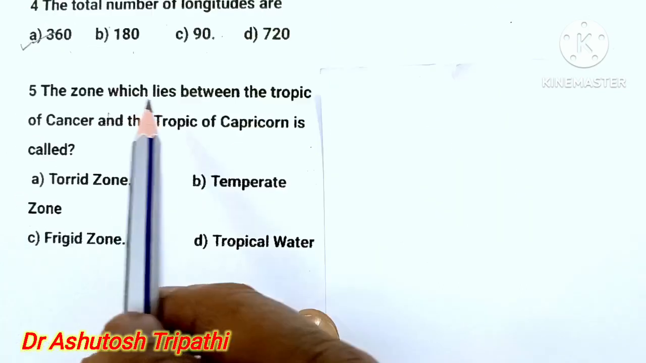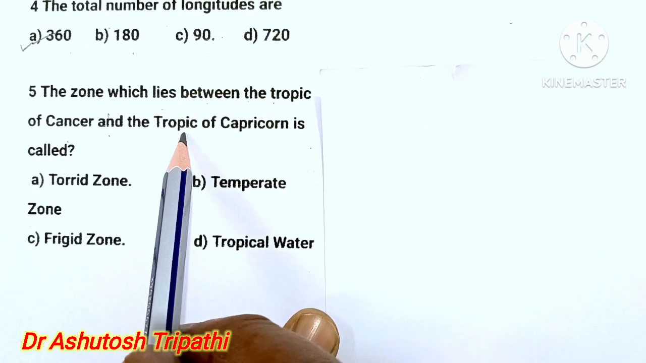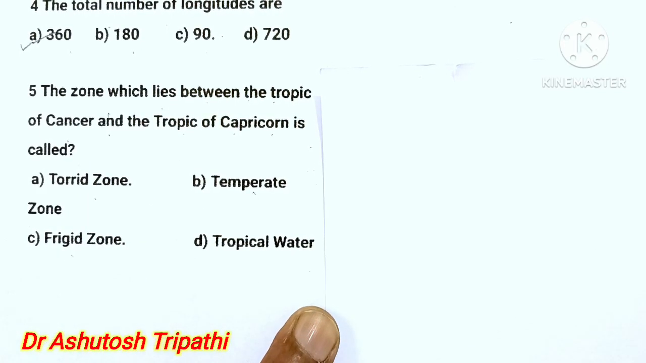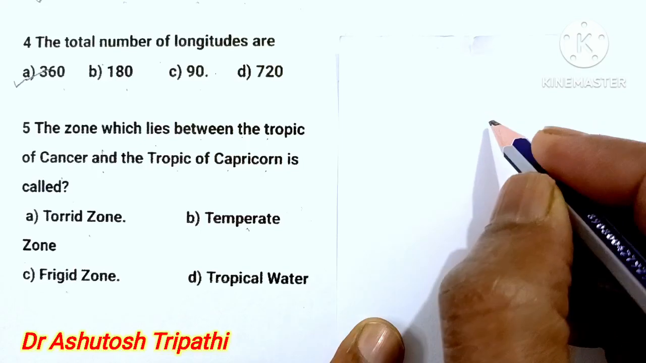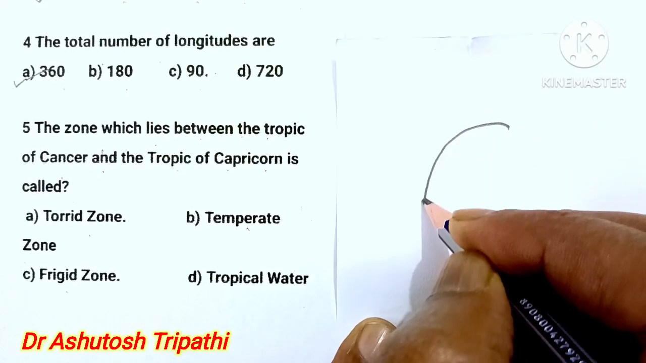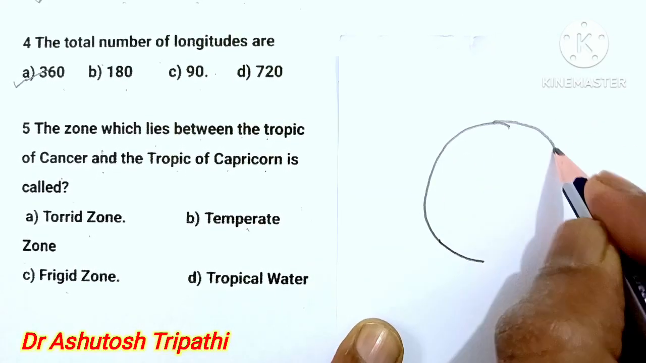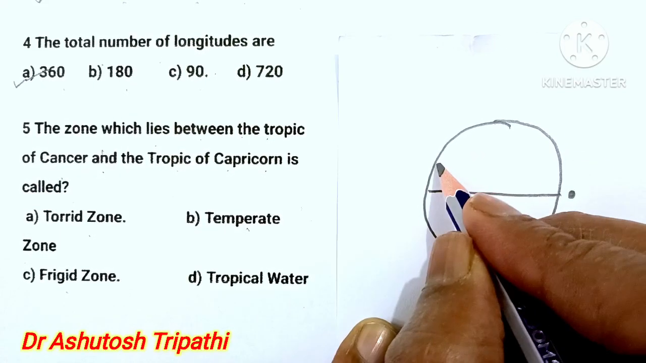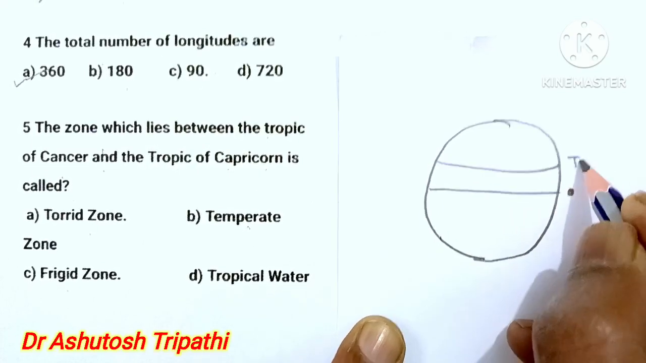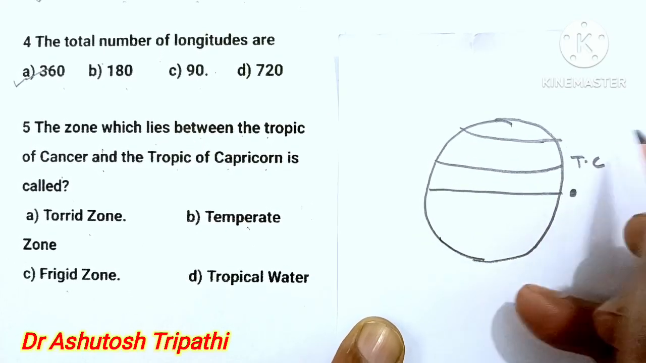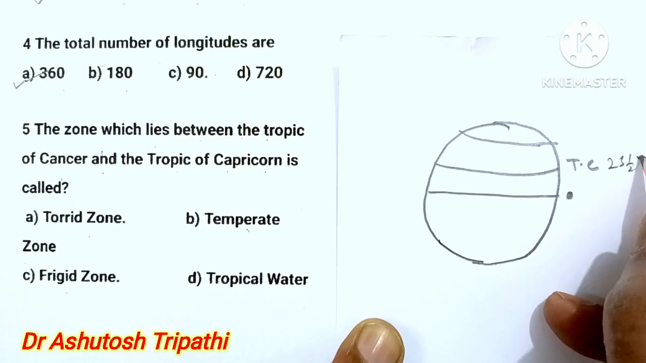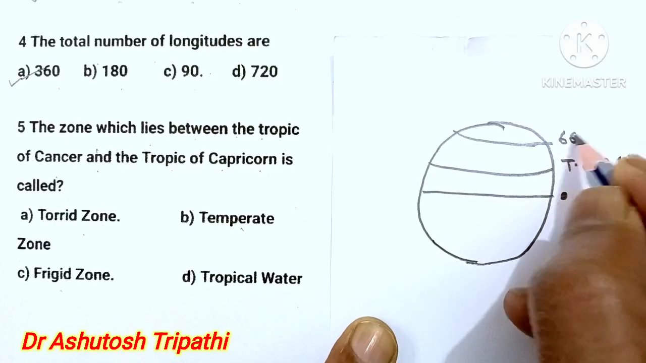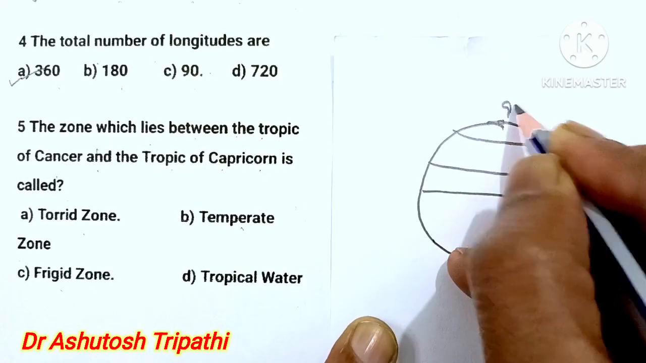360. The area which lies between the Tropic of Cancer and the Tropic of Capricorn is called: torrid zone, temperate zone, freeze zone, or tropical water? Here we see the diagram. This is the equator, 0 degree. This is the Tropic of Cancer at 23.5 degrees north. This is the Arctic Circle at 66 degrees. This is the North Pole at 90 degrees.